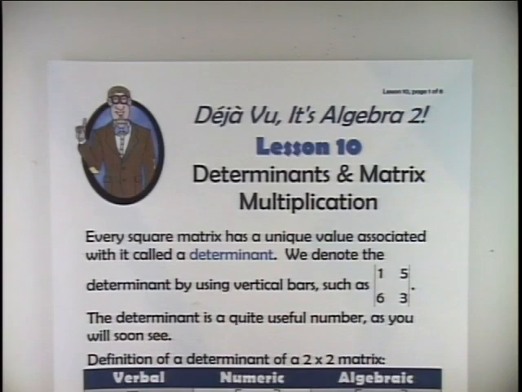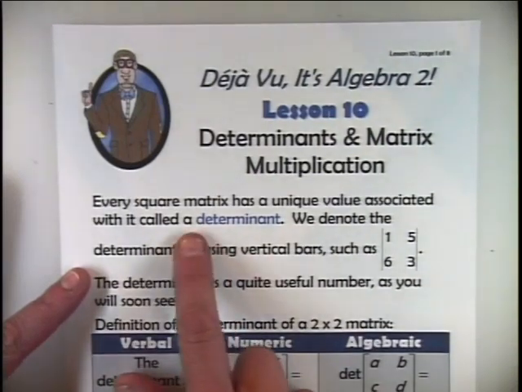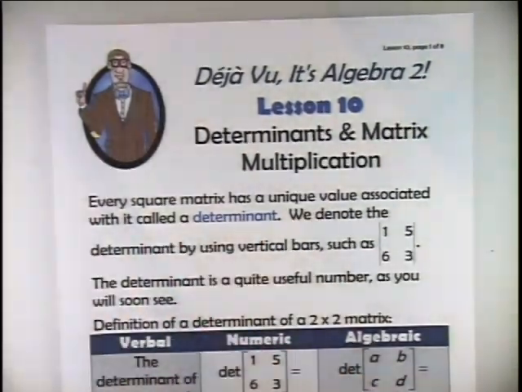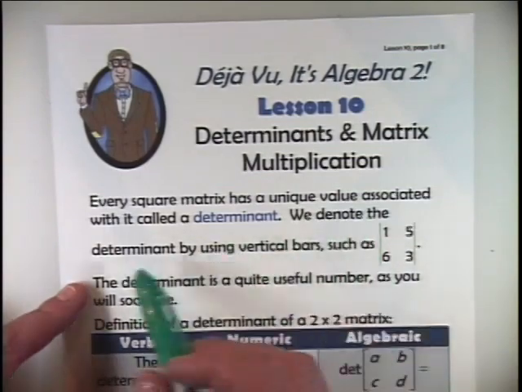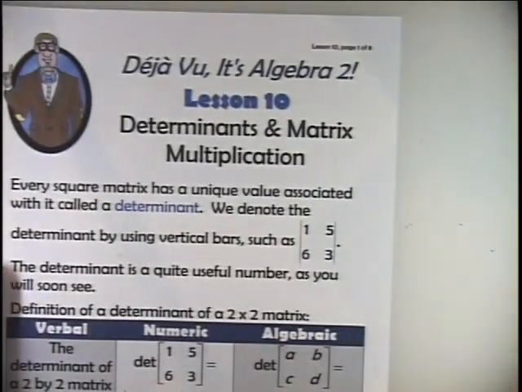It's a single number that is uniquely associated with each square matrix, and that number is called a determinant, with a big D, determinant, although it's a little d. It's a very important word. Now we are going to denote the determinant by using vertical bars, something like this right here.